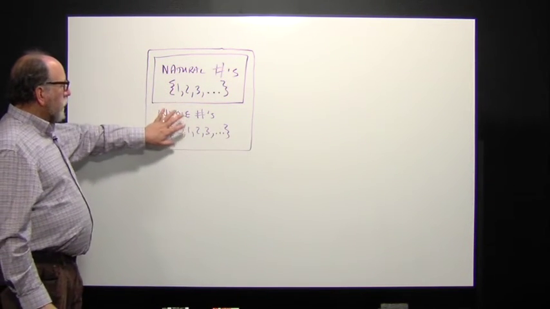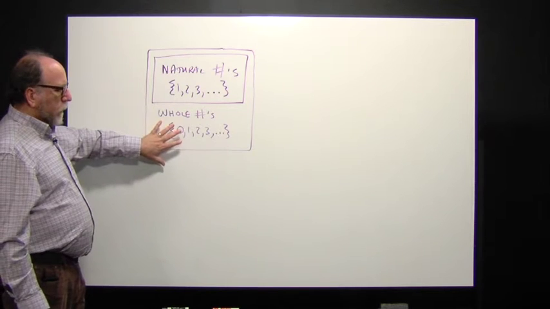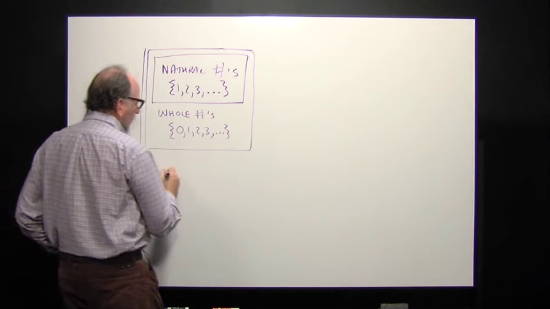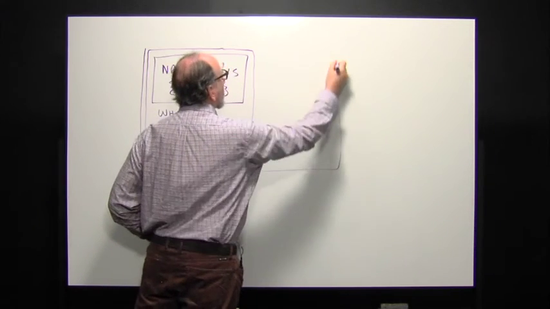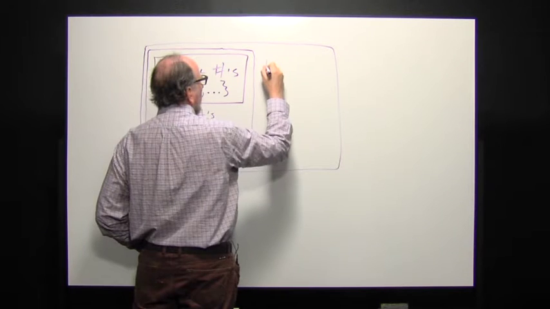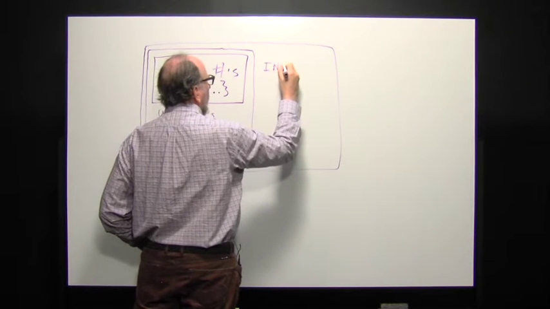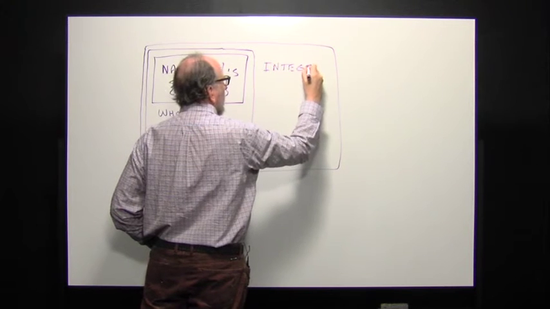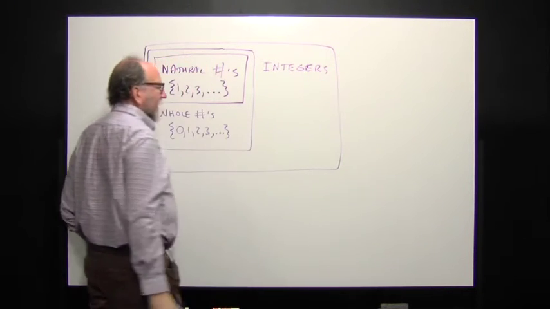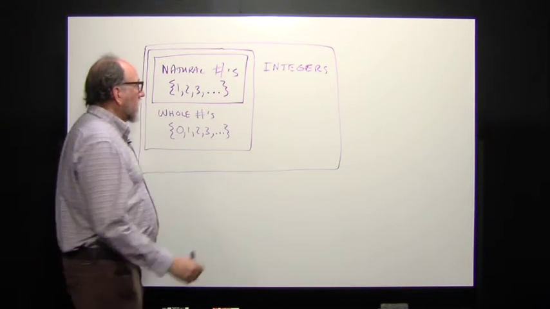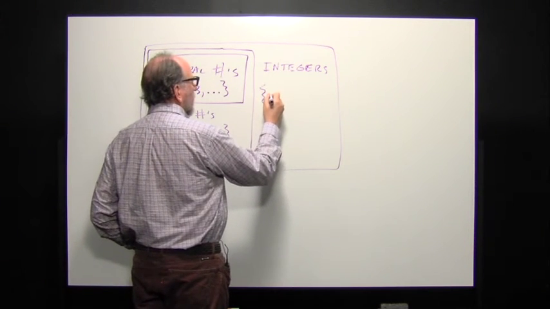And so the whole numbers include all the natural numbers. That's what this diagram is showing. The next type uses all the whole numbers. Let's put these over here. And their opposites. So the integers include the whole numbers and all the opposites of the whole numbers too.